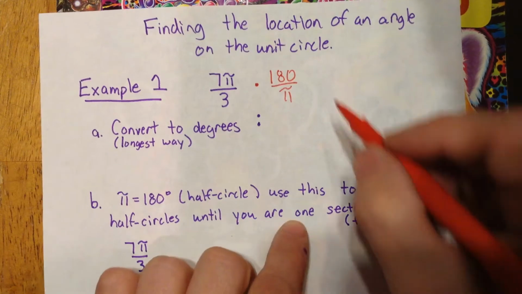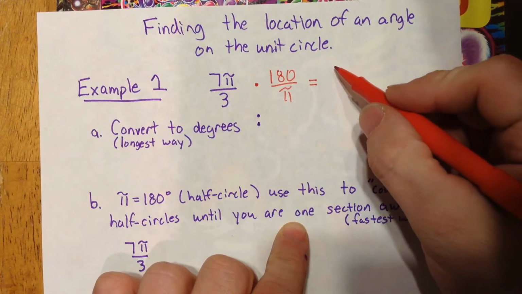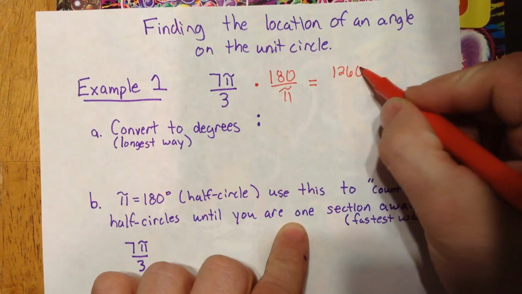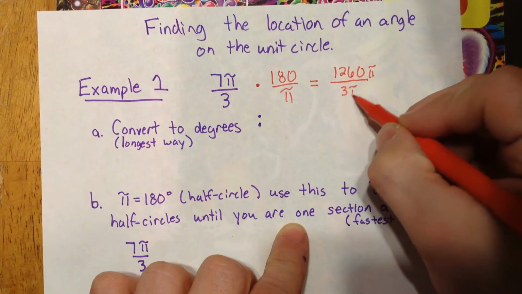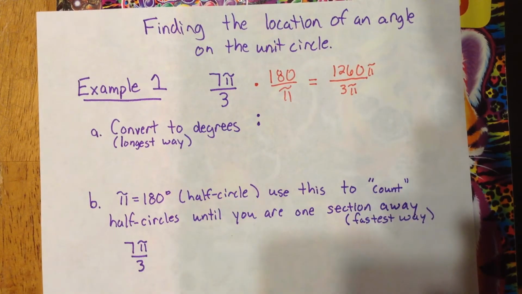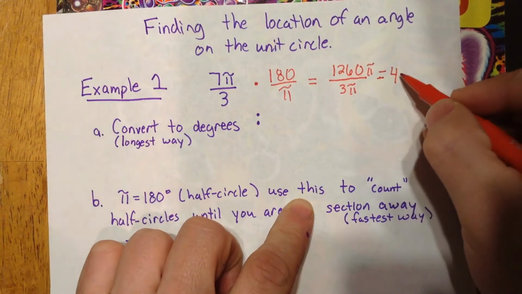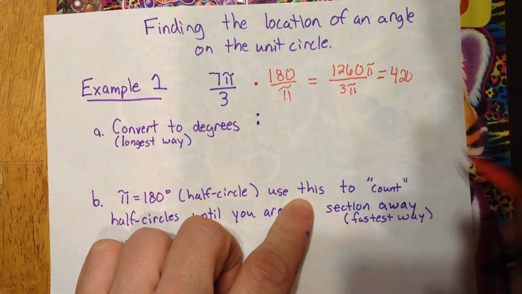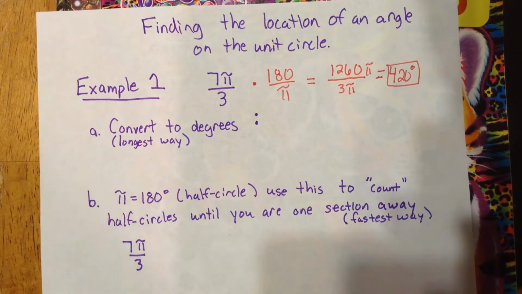So mathematically, when you do that, you're going to multiply the numerator, 7 pi times 180, and that's going to give you 1,260 pi. And you're going to multiply the denominators, which is a lot easier. It's 3 pi. Alright, and then it's just a matter of dividing those two fractions together. So you do 1260 divided by 3, and that's going to give you 420. And then the pi's divide out, so you get 420 degrees. It still doesn't tell you where you're at. You still have to use some logic to figure out where this goes.